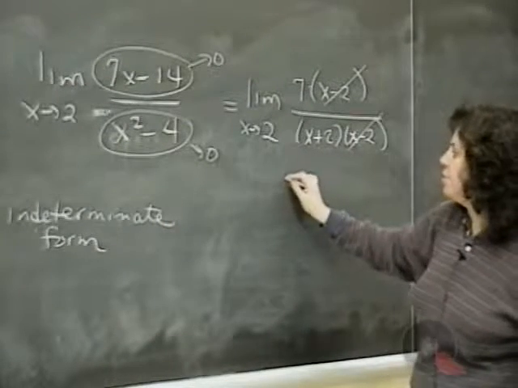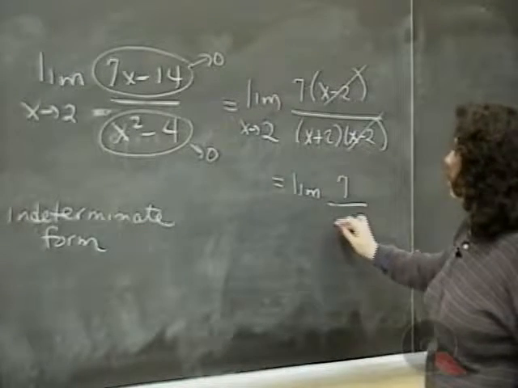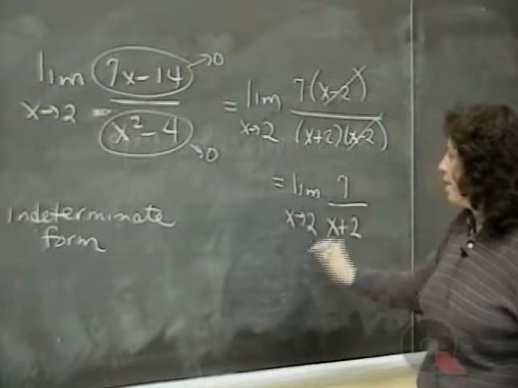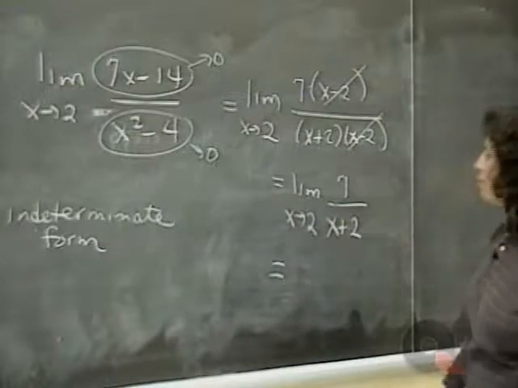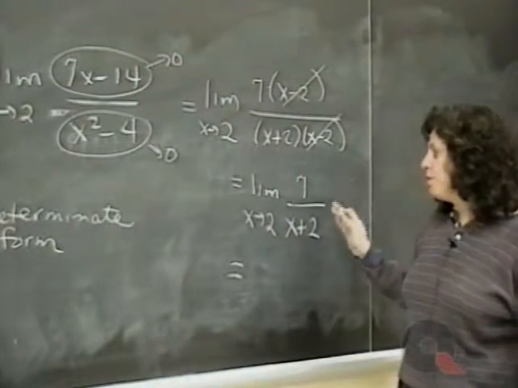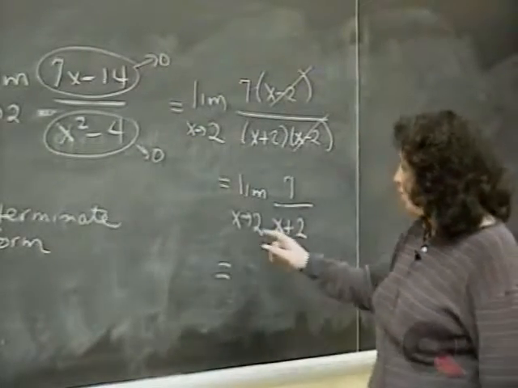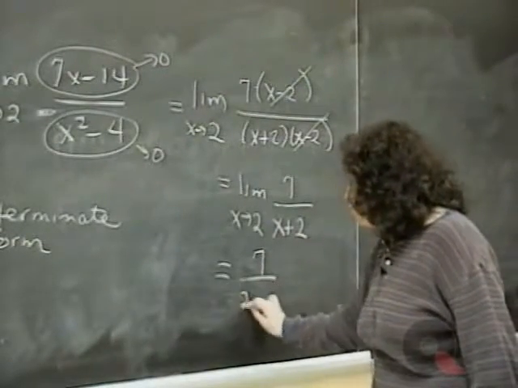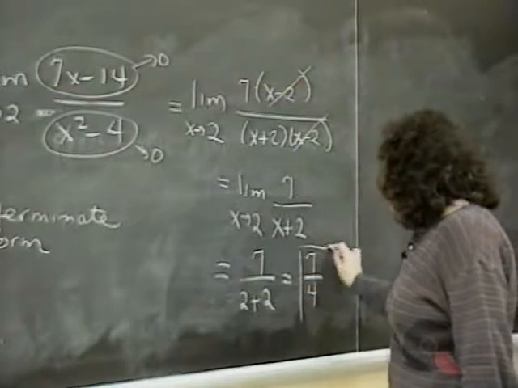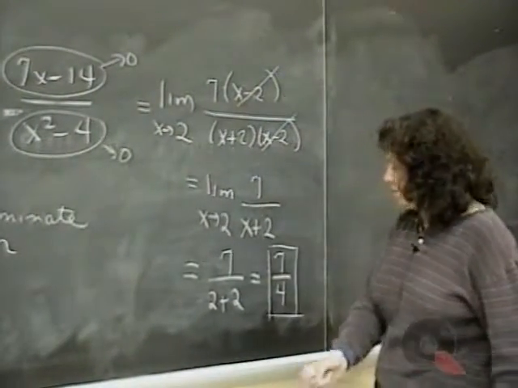And this reduces to the problem of the limit of 7 over x plus 2 as x approaches 2. Now this problem can be found by substitution because this function is continuous at 2. If you want to know what's happening to 7 over x plus 2 as x approaches 2, we may substitute in x equals 2, get 7 over 2 plus 2, or 7/4. So in this particular case, the limit does exist, and the limit is 7/4.